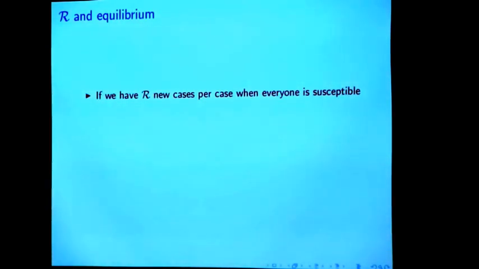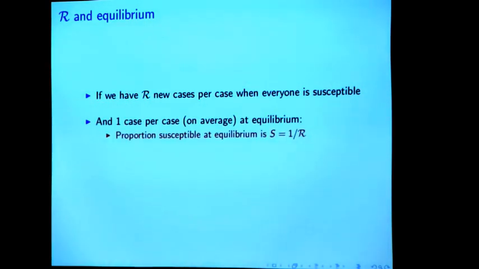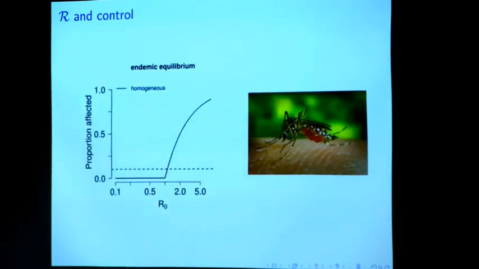And big R also tells us something about equilibrium, because one way to reduce disease transmission, the number of cases per case, is to reduce the number of susceptibles. So on average, from simple models, we might expect to find a proportion of the population 1 over R that's susceptible at equilibrium, or the inverse of that as the proportion affected by the disease. And this paradigm was really founded by Ronald Ross, who is amazingly the person who showed mosquitoes transmit malaria, and also really the founder of this classical way of thinking about diseases from a mathematical point of view.